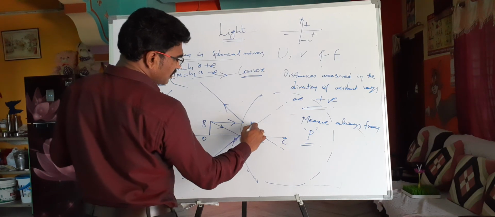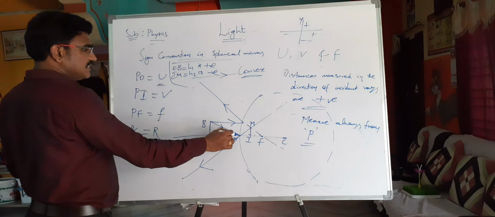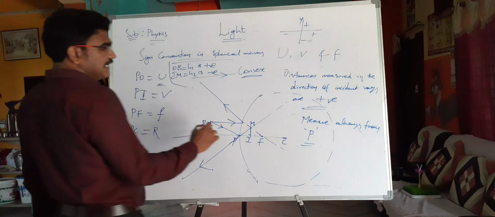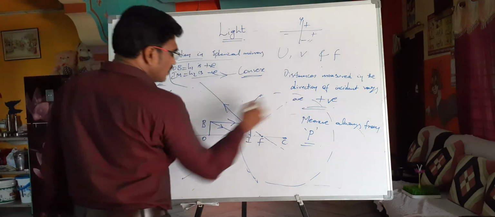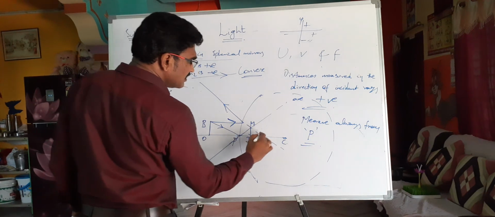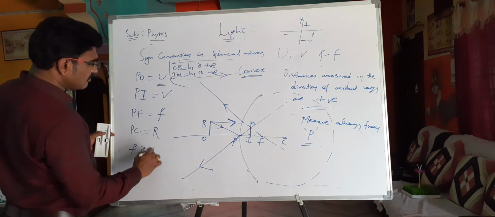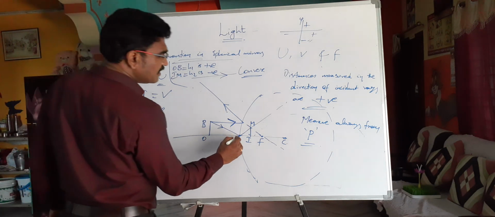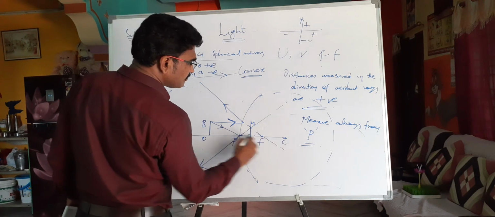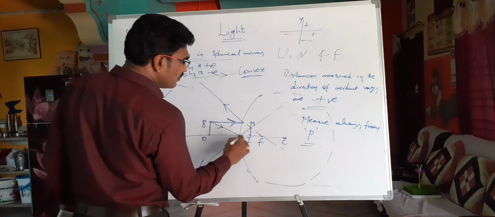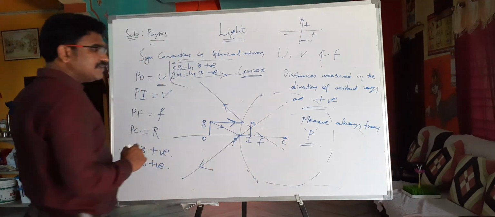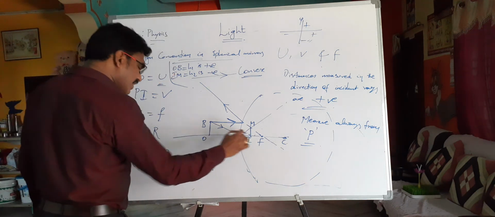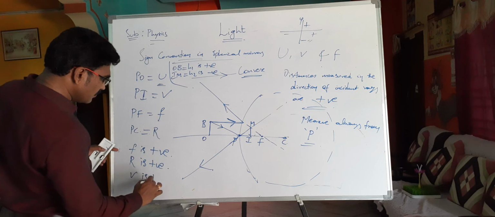Now this is IM. Again PI is the image distance, PO is the object distance, and PF is the focal length. For a convex mirror, the principal focus is actually behind the mirror. The incident rays are in this direction and you are measuring in this direction. So F is always positive, and R is positive because we are measuring from P to C. The incident rays are in this direction and you are also moving in this direction. So PC is nothing but the radius of curvature. Radius of curvature is positive. PF is also positive. PI, V, is also positive.